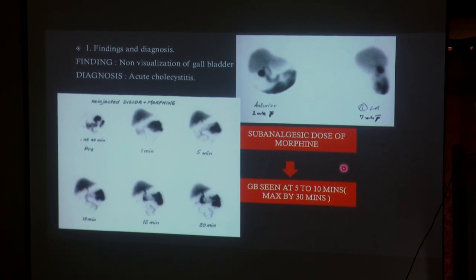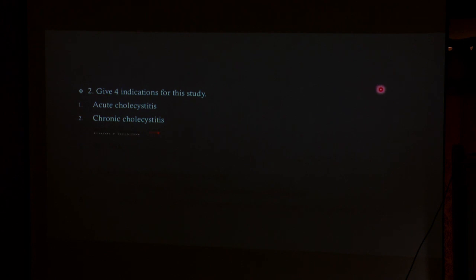So this helps reduce the time from 4 hours to about 1.5 hours. You'll wait till 1 hour for the normal uptake. If it does not show, then you'll give morphine and complete the study by 30 minutes. Here this is post morphine injection. You find the GB showing the uptake here. The other indications are very simple: acute cholecystitis, chronic cholecystitis, biliary atresia, and bile leak.